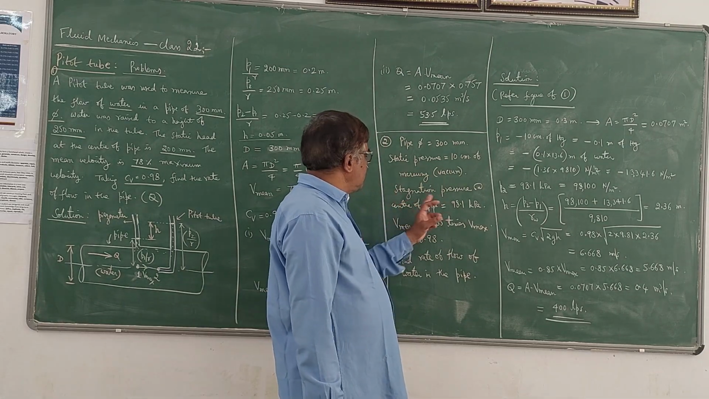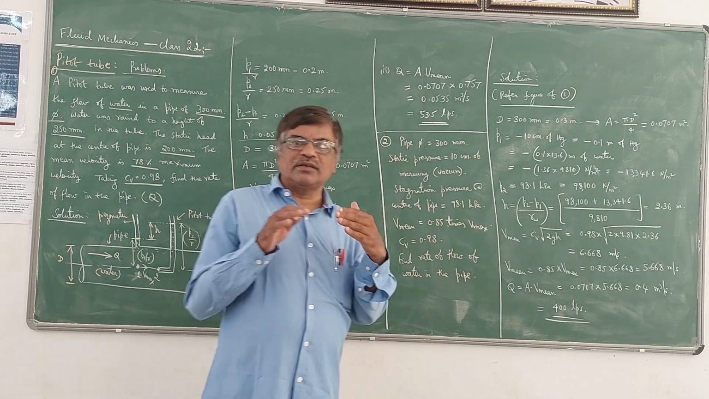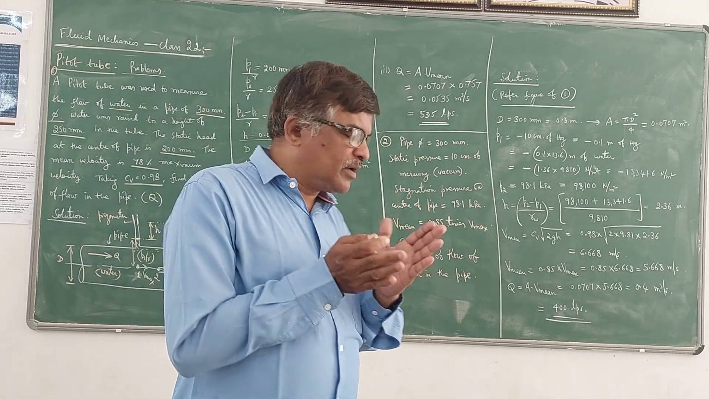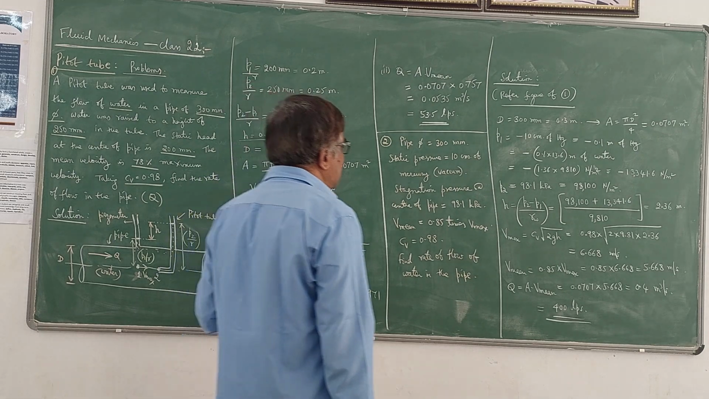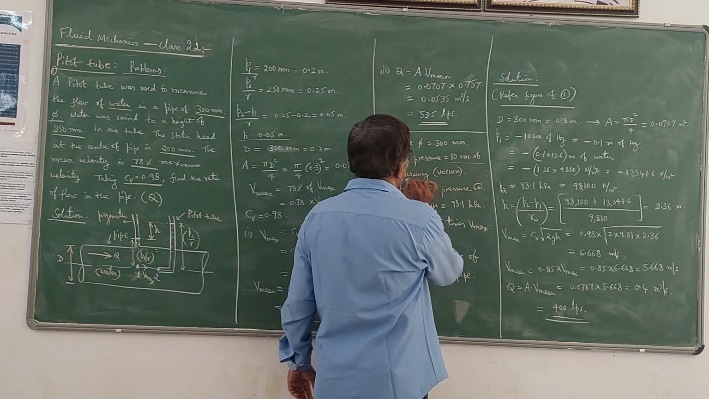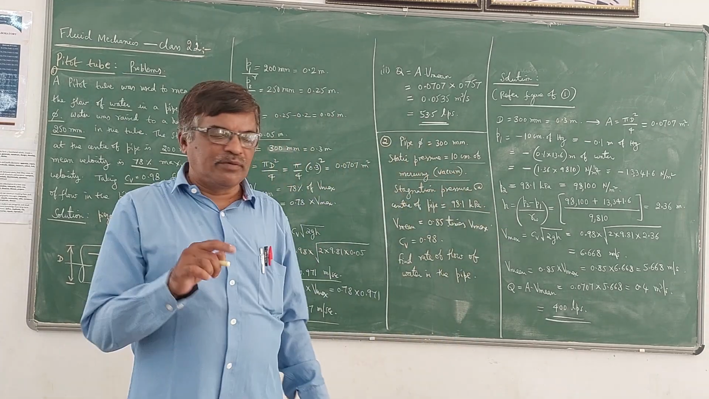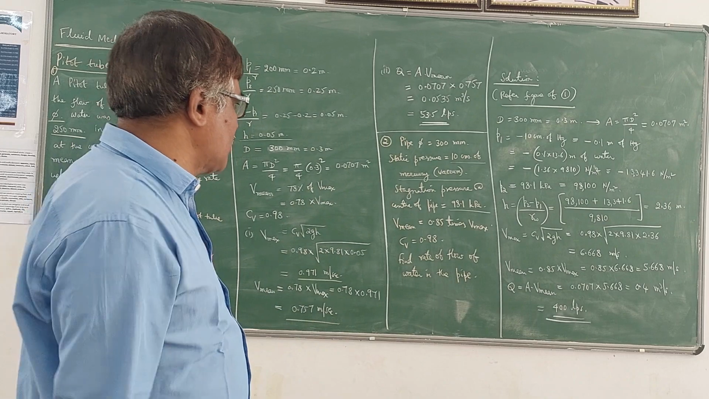Next, the stagnation pressure at the center of the pipe, that is, the stagnation pressure at the entrance of the Pitot tube, is recorded as 98.1 kilopascal. See, they are different units. That's why I have taken this problem. When pressures are given in different units, you have to convert them into the same units and then apply the formula.